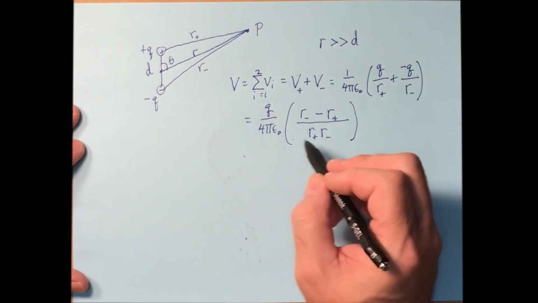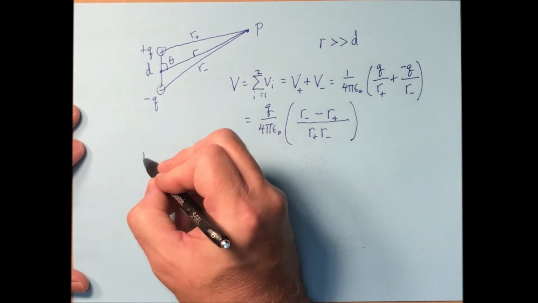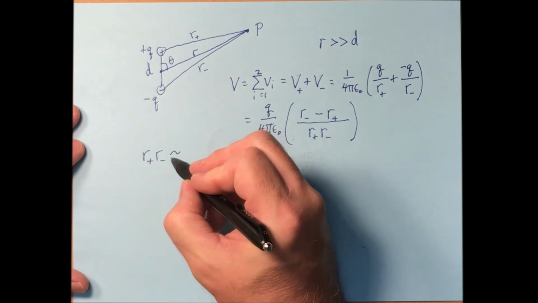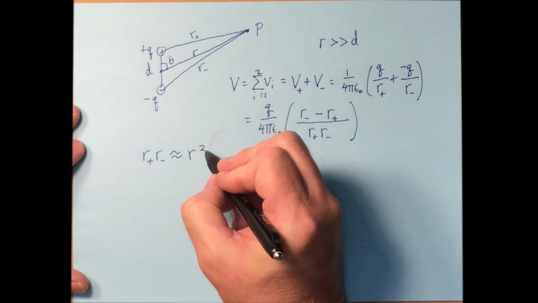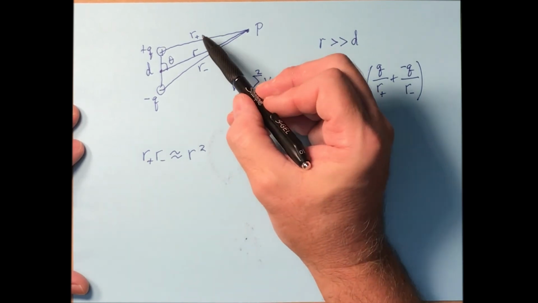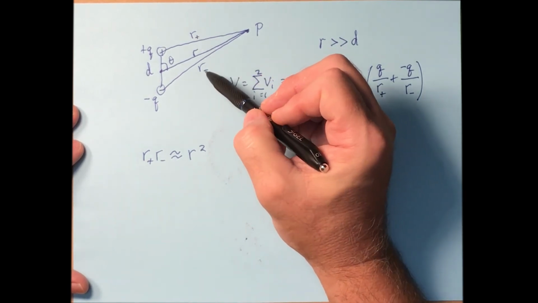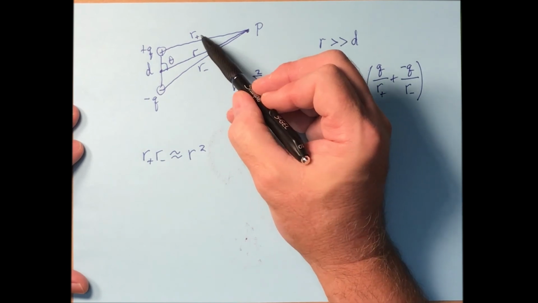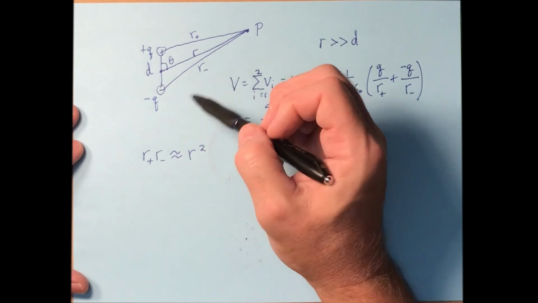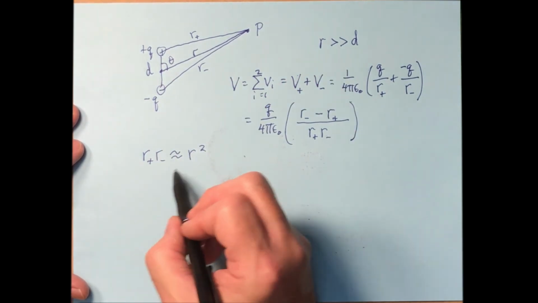Now, here are the approximations we're going to make. First of all, we're going to assume that this bottom part of the fraction here, the R plus times R minus, is just approximately equal to R squared. That should be pretty obvious, since this one is a little less than R, and this one is a little more than R. Then you multiply those two together, it's almost the same as taking the middle and squaring it. So that one should be obvious.